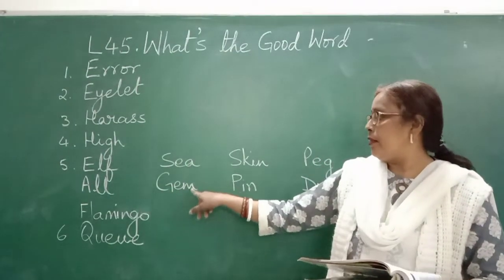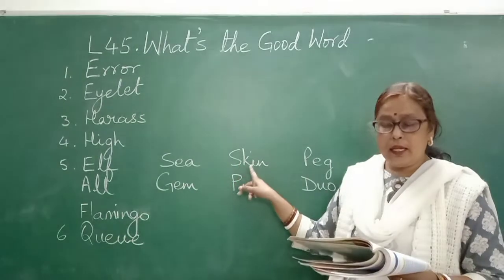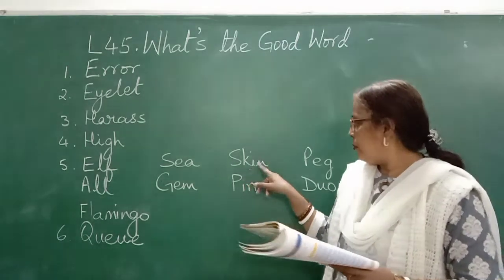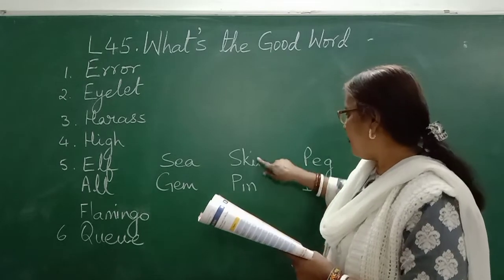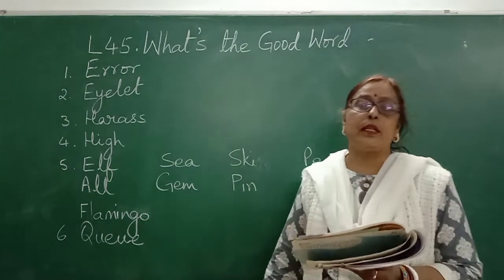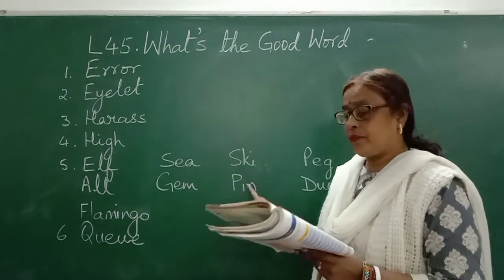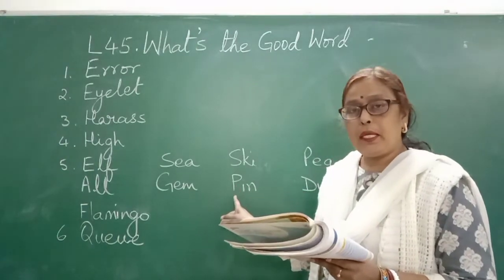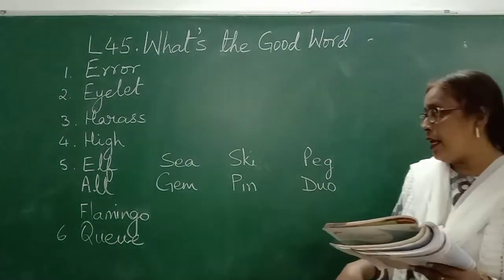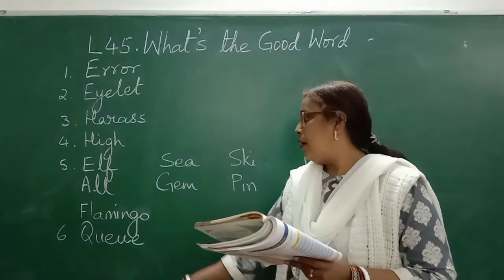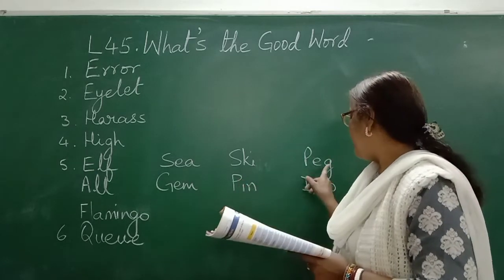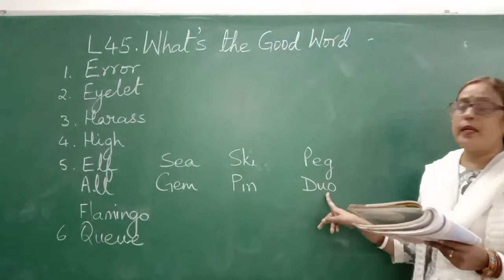Last one we have added skin, S-K-I-N. Not skiing. Next one, skiing in Winter Olympics, you must be knowing, children. That is called skiing. Next one is pin, P-I-N, peg and duo. The name of the bird which we get is flamingo, F-L-A-M-I-N-G-O. This makes the word flamingo.